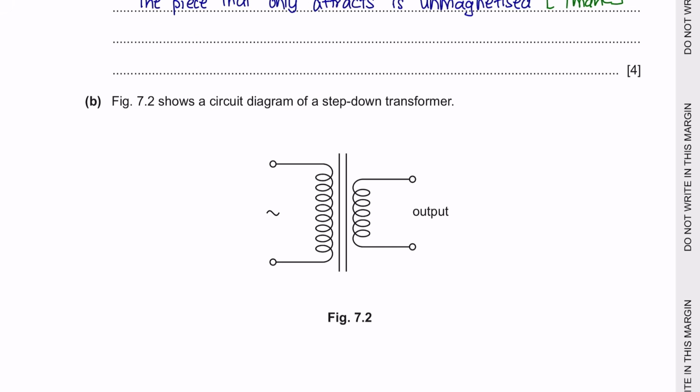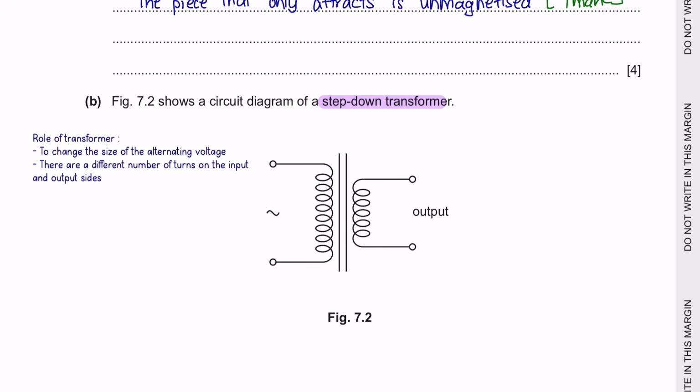Next question B. Figure 7.2 shows a circuit diagram of a step-down transformer. Now, the role of a transformer is to change the size of the alternating voltage. For instance, the voltage in is at the primary coil and the voltage out is at the secondary coil. If you have more number of turns in your primary coil and smaller number of turns in your secondary coil, it is called a step-down transformer, whereby you are reducing the size of the output voltage.